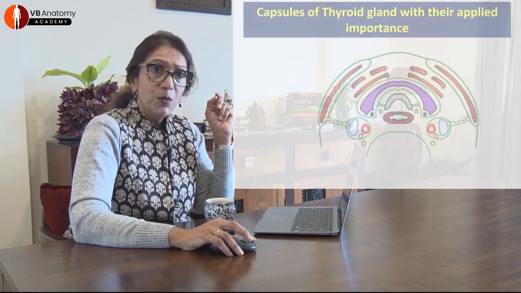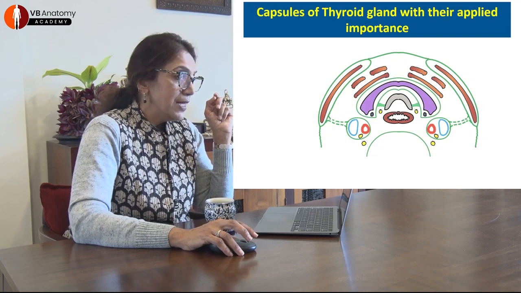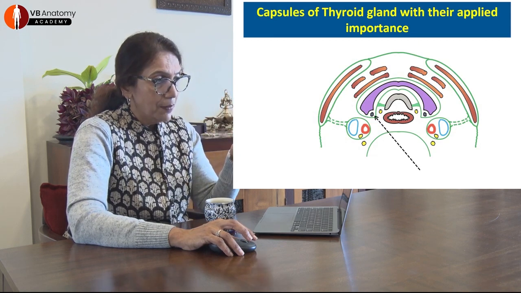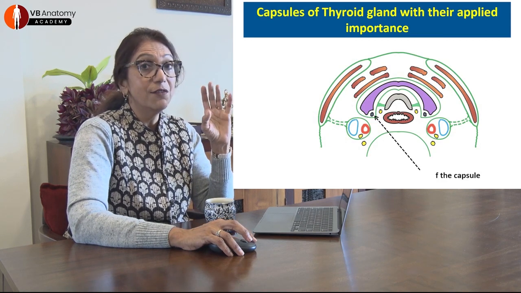Right. Some more about the capsule. As you can see here, this posterior part of the pretracheal fascia is very weak.